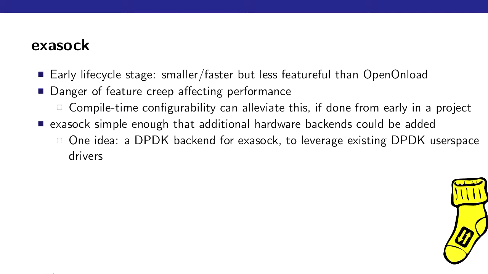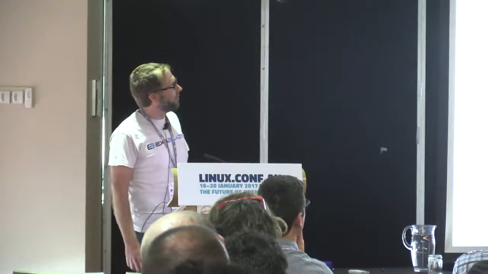We don't have any issues with that. We haven't looked at adding any other backends other than our own hardware yet, but one idea that I had was to back it onto DPDK. For those who don't know, DPDK is an Intel thing originally. What does it stand for? Data Plane Development Kit. Yep, thank you. It's basically a framework to map network cards into user space and move packets around.